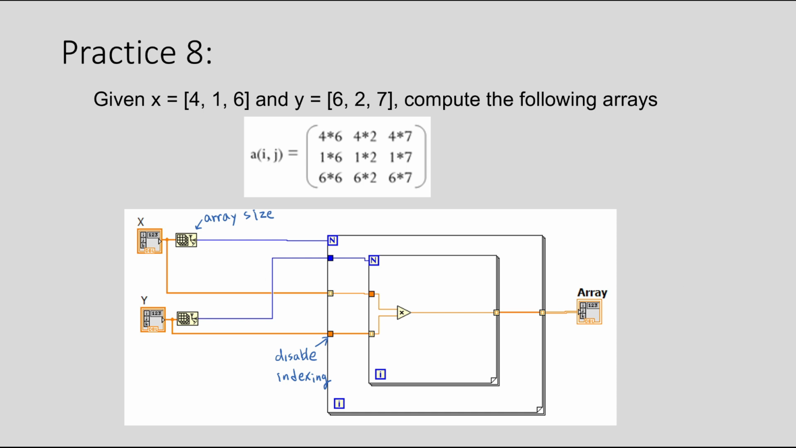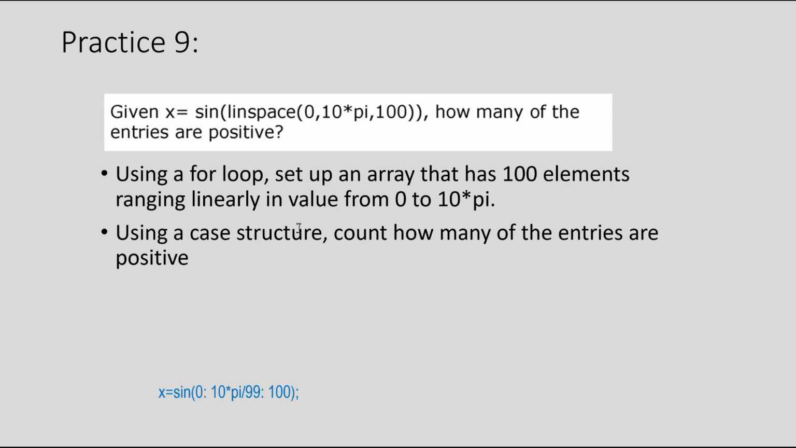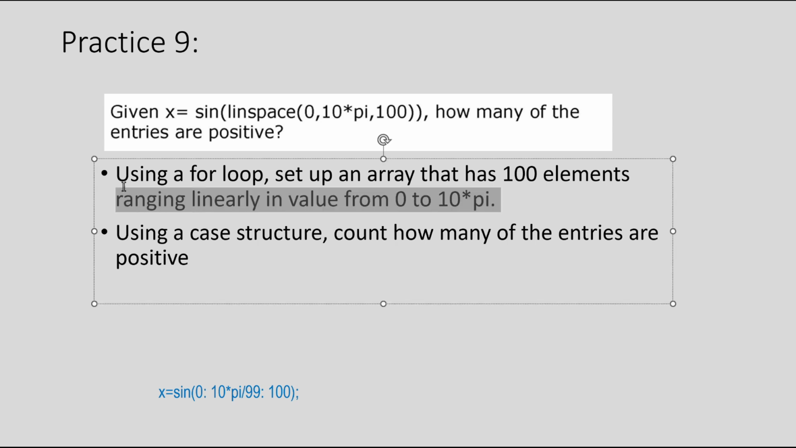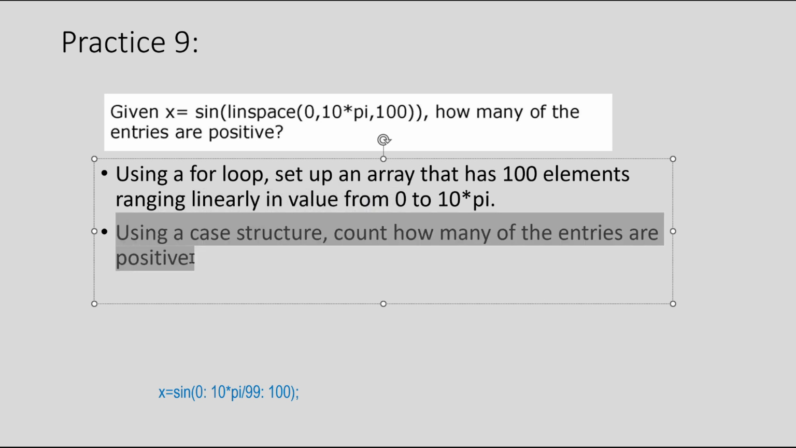Okay, so this is practice 8 and practice 9. The first part of practice 9 we already did in the previous practice. We set up an array that has 100 elements ranging linearly in value from 0 to 10 pi. But we have to add another feature using a case structure: count how many entries are positive among these numbers.